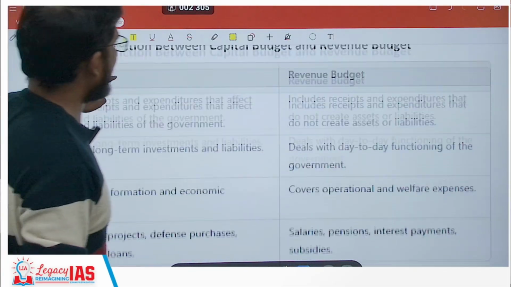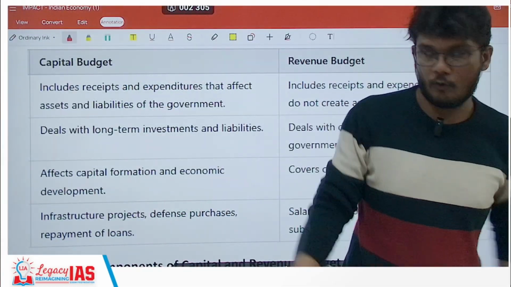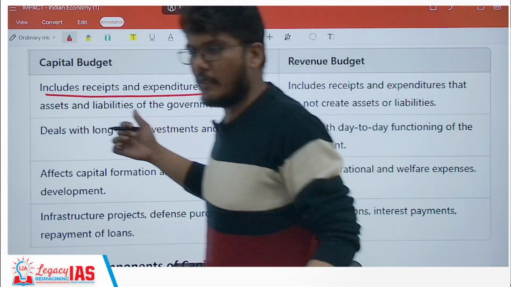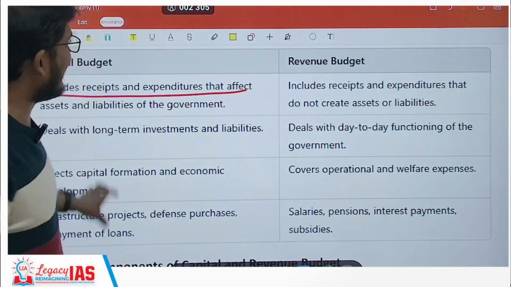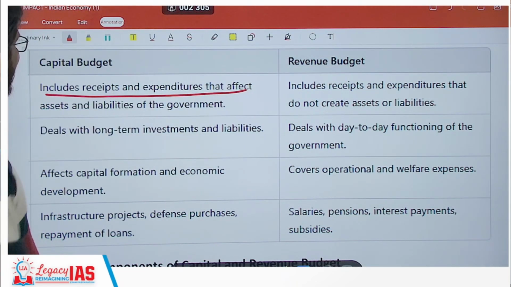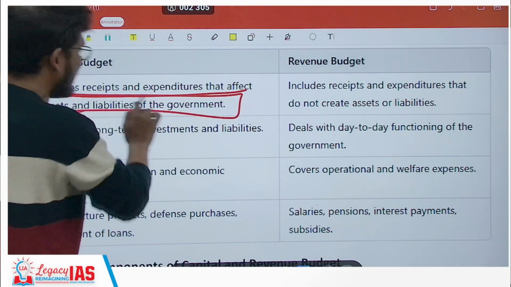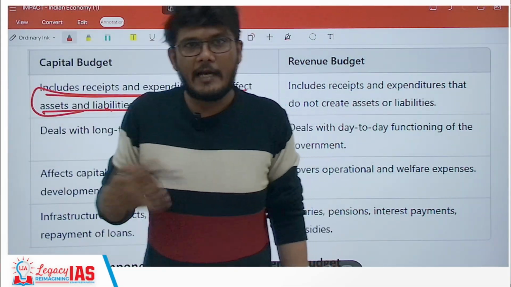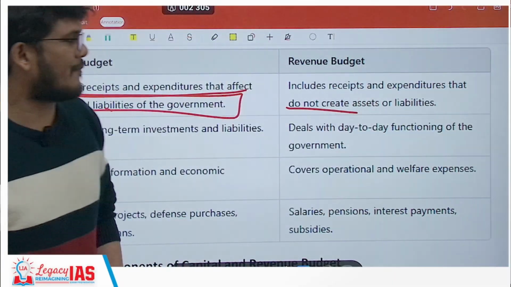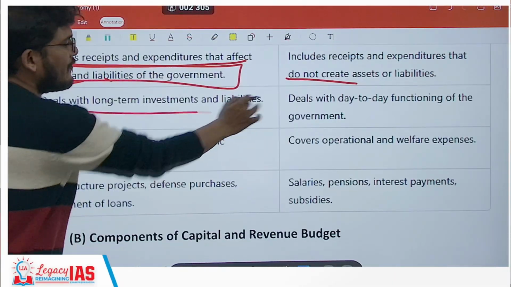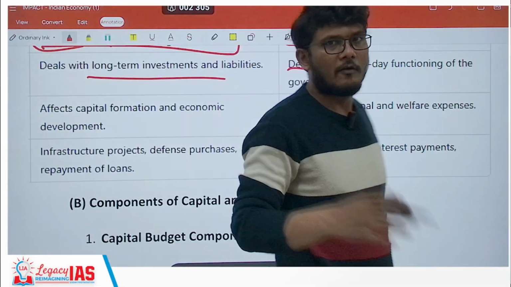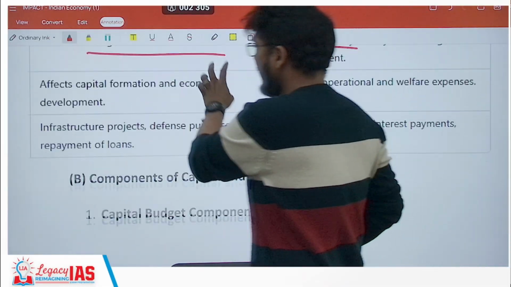Then, of course, the main body, this is what I was talking about. So what is the nature? It includes receipts. It may not be clear. The PDF which you will download will be clearer. But I'll read it out. It includes receipts and expenditure that affect asset and liability of the government. That is the basic definition. It will affect the asset and liability situation. This will not affect the asset liability situation. It is for long-term investment in liabilities. It is for day-to-day. So you understood this is the content part of it, which should be clear with you. Right? This is how you write.